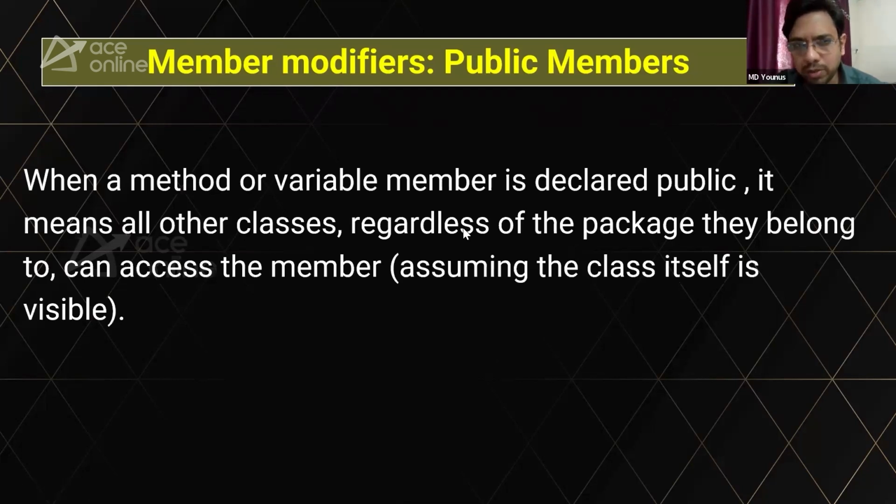Whenever you make any method or variable member declared as public, it means all other classes, regardless of the packages they belong to, can access the member, assuming the class itself is visible. This is important. Meaning if I make any variable or any method public, then I can use that particular variable in any class.